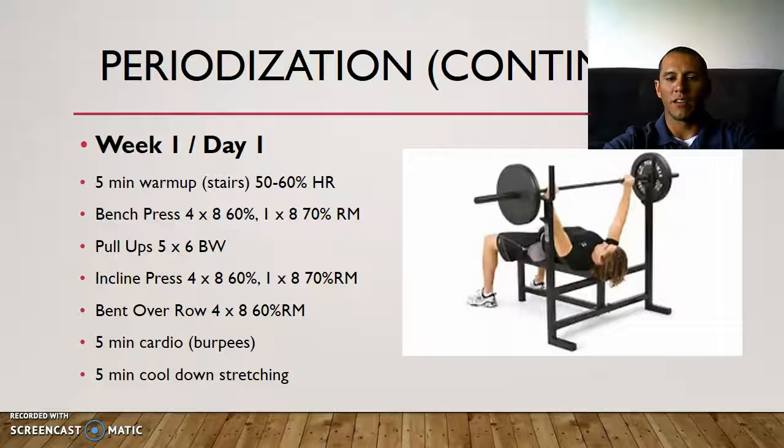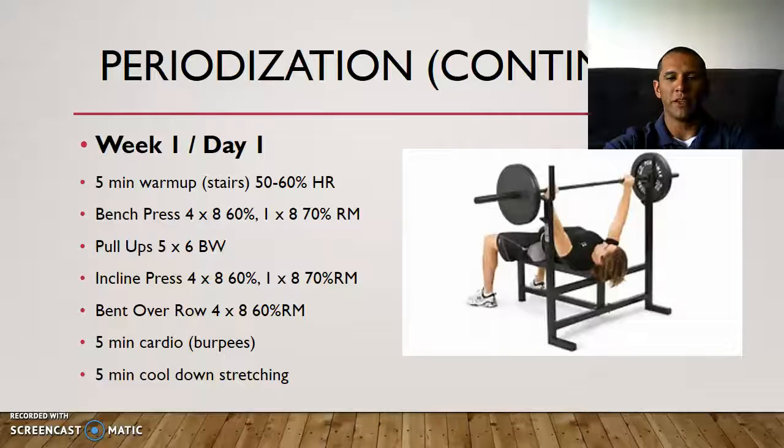5-minute warm-up with the Stairmaster. We go into bench press, and you see we're starting at a relatively light weight at 60% of his max. So he's going to do 4 sets of 8 at 60%, and then 1 set of 8 with 70%. Pull-ups, 5 by 6, and that's just body weight. Incline bench press, 4 sets of 8 at 60%, and then 1 set of 8 at 70. Bent over row, and then 5 minutes cardio.